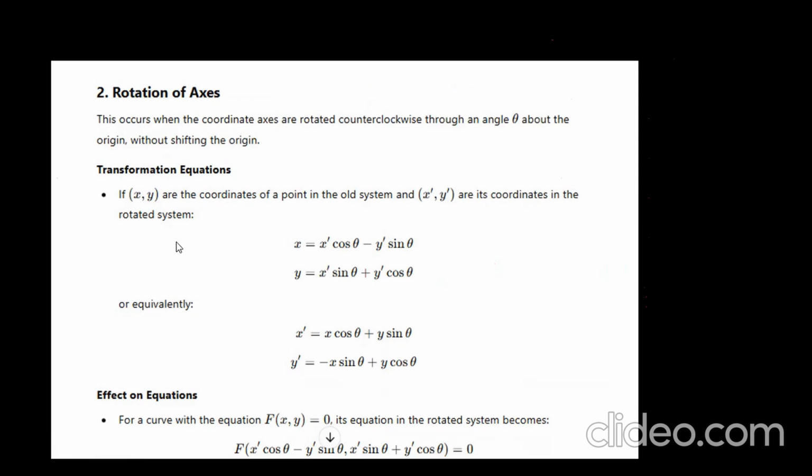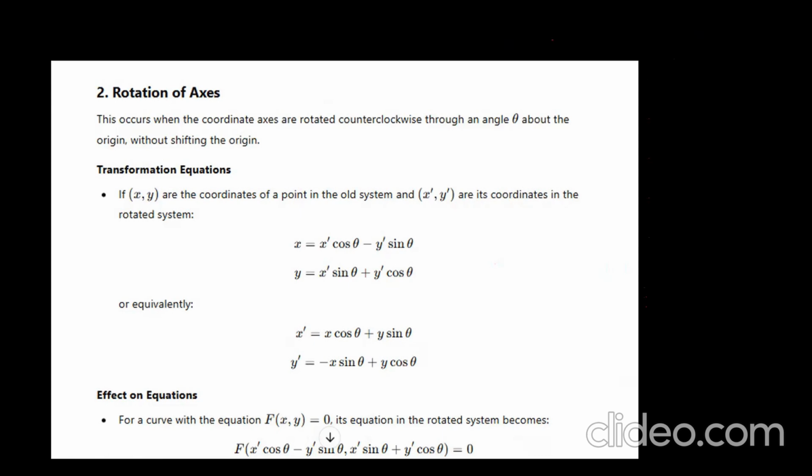Transformation equations: if x comma y are the coordinates of a point in the old system, and x dash, y dash are the coordinates in the rotated axes, then x is equal to x dash cos theta minus y dash sin theta, and y is equal to x dash sin theta plus y dash cos theta. In that way, you can easily write. Or equivalently, x dash is equal to x cos theta plus y sin theta, and y dash is equal to minus x sin theta plus y cos theta. And the effect on the equation: for a curve f of x comma y is equal to 0, the equation in the rotated system is obtained accordingly.